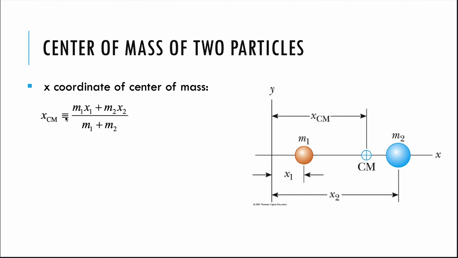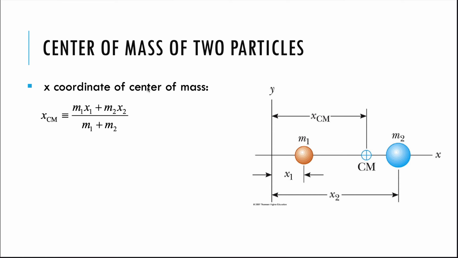So I like to start with just the equation for when you have two masses instead of a lot of masses. So let's say we have a system that has these two masses here. How do we find its center of mass? Well, we know that it's going to be closer to the more massive object.